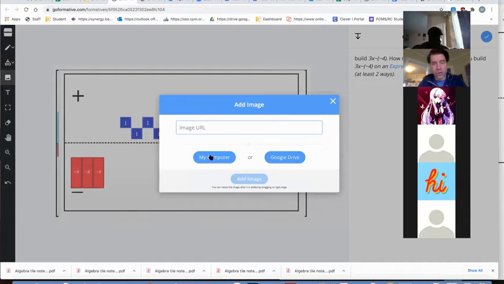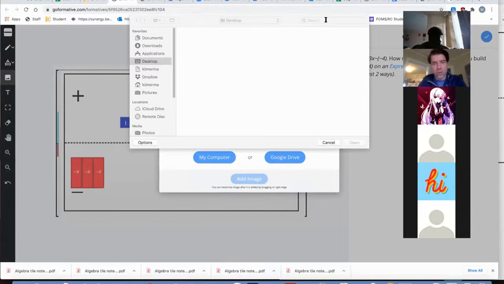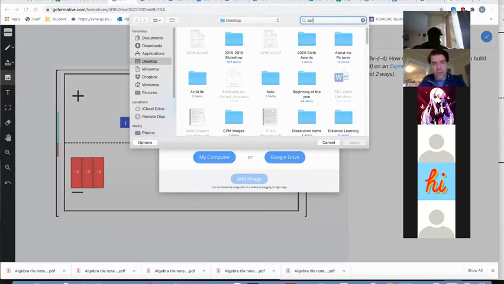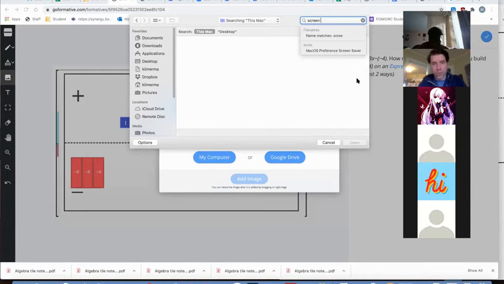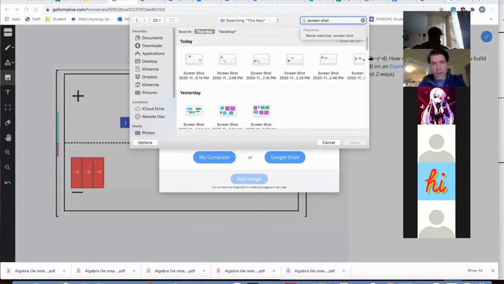My computer, screenshots, and where is my amount here?